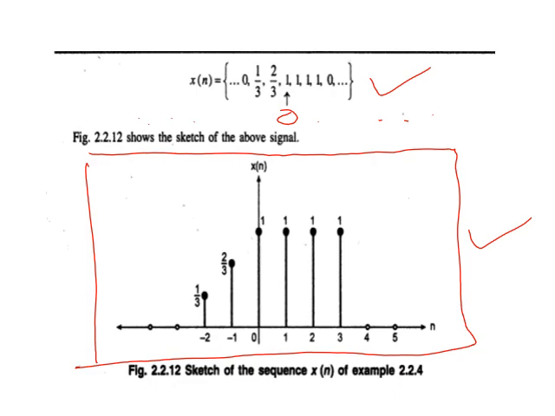So this slide gives us information about the representation of the discrete time signal by means of the sequence form. This is known as the sequence form, and this is known as the graphical form. First one is the functional form.